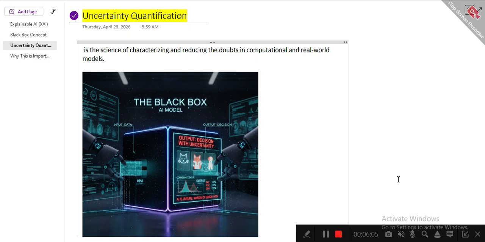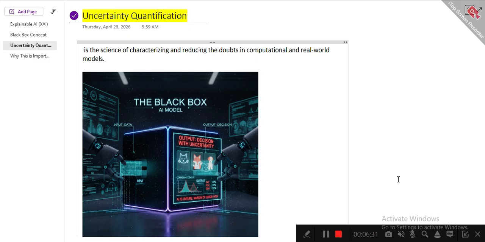For example, imagine AI predicts a disease, but it also says confidence 95%. Now we trust it more. But if it says confidence is 55%, then we know this result is uncertain. We should be careful.